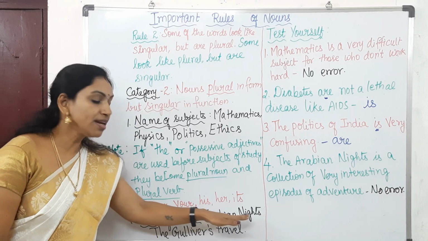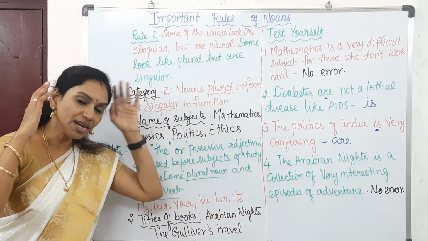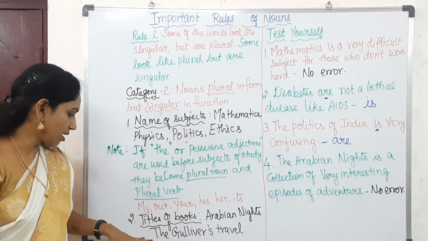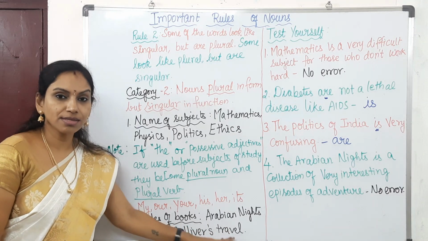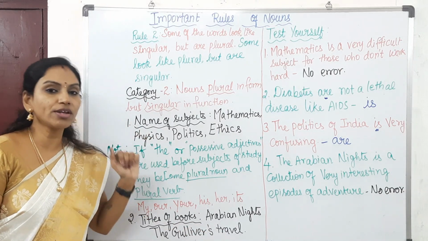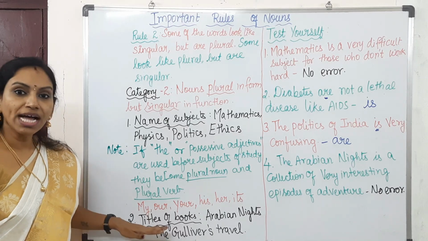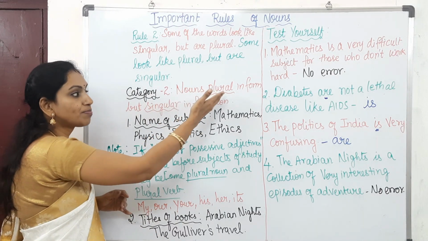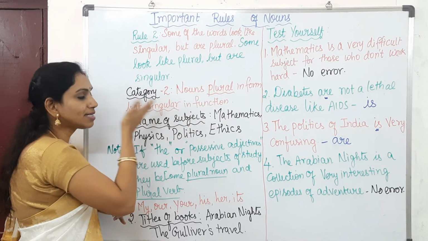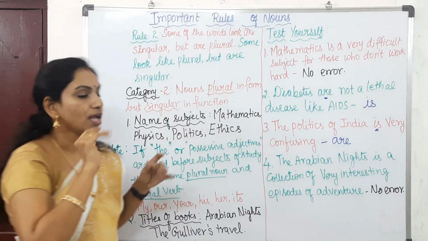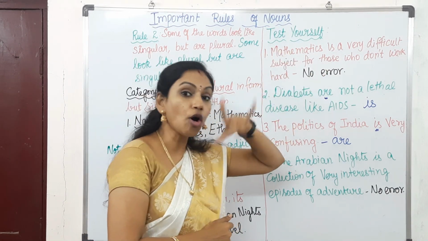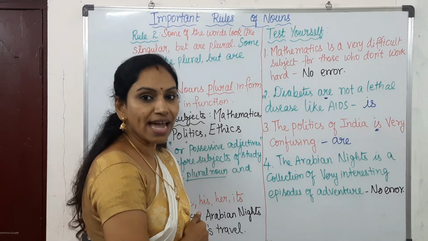That is Arabian Nights. Arabian Nights is a collection of books, but it is considered to be singular only. The Gulliver's Travel seems to be plural, but it is singular only. So this is also an example of nouns plural in form, but they exist as singular only. Okay, now test yourself from previous year questions of your government exams under this category.